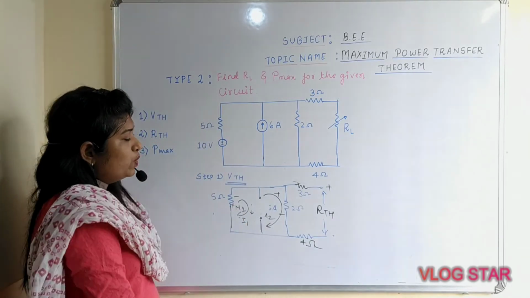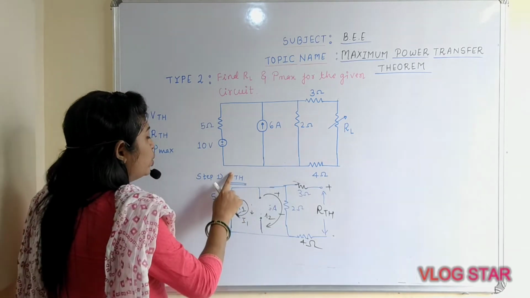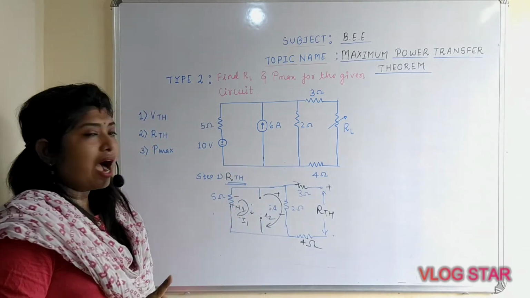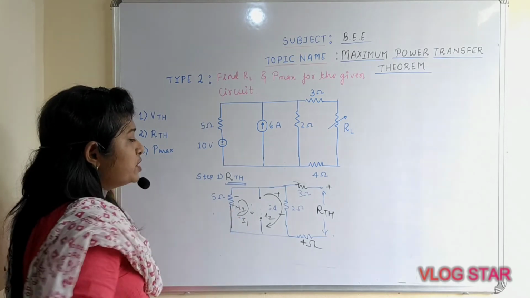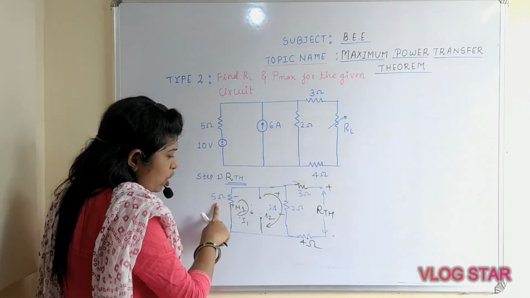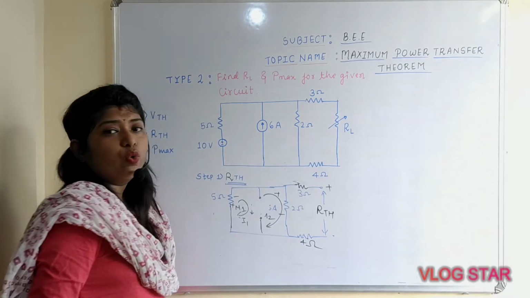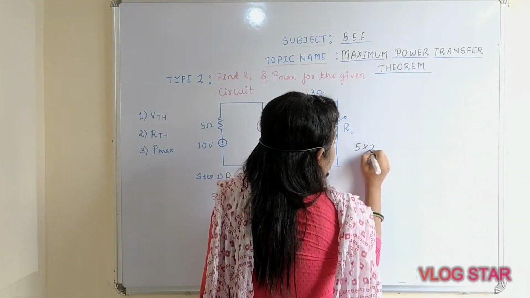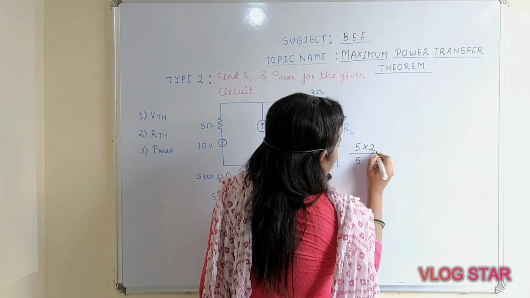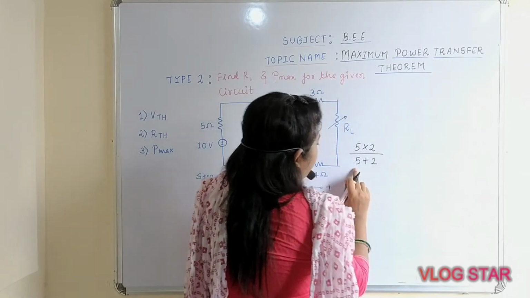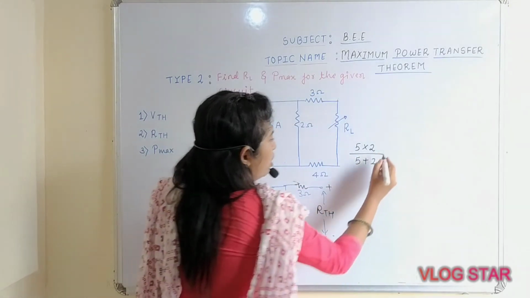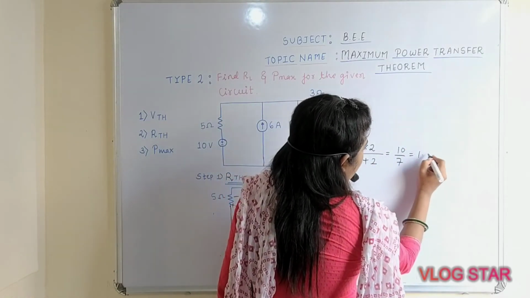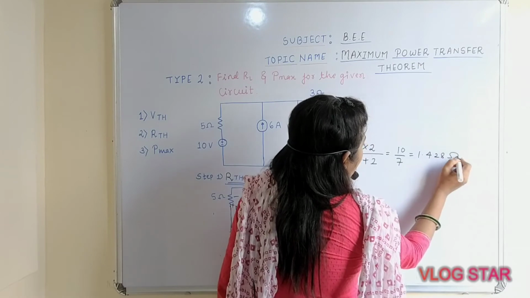Now this is your new circuit. Every time you have to draw a new circuit. Now this is the circuit for RTH. If you observe carefully, this 5 ohm resistor is parallel with the 2 ohm resistor. So how are you going to find the equivalent resistance for that? 5 into 2 divided by 5 plus 2. What will you get? 10 divided by 7, which is equal to 1.428 ohm.